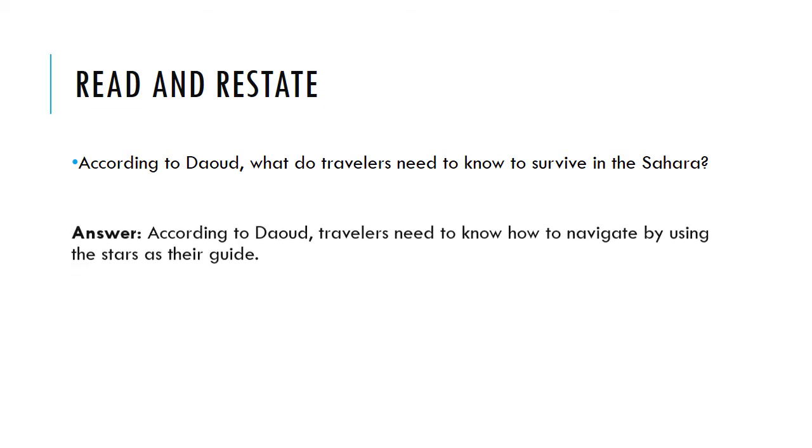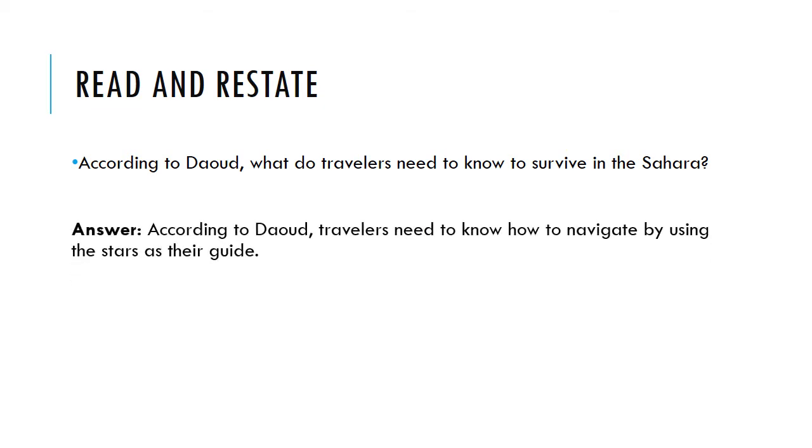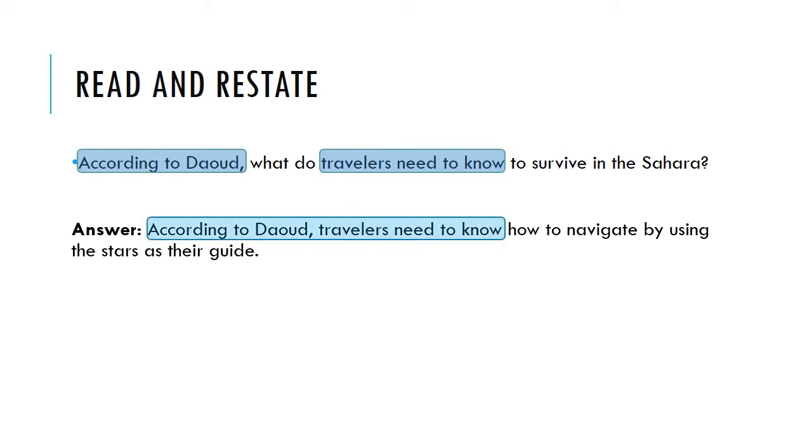Here's my answer. I said, according to Daoud, travelers need to know how to navigate by using the stars as their guide. Do you notice any similarities between the question and my answer? In case you didn't find it yet, how about now? Okay, at this point it should be pretty obvious. If you notice all the highlighted sections in the question, they basically match the highlighted section in my answer. It's pretty easy to restate the question, right?